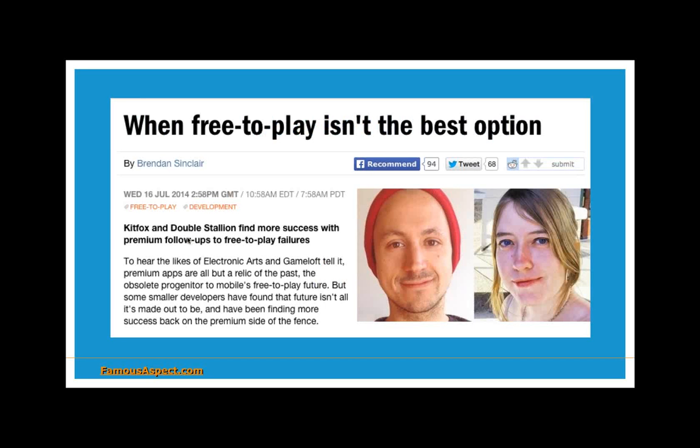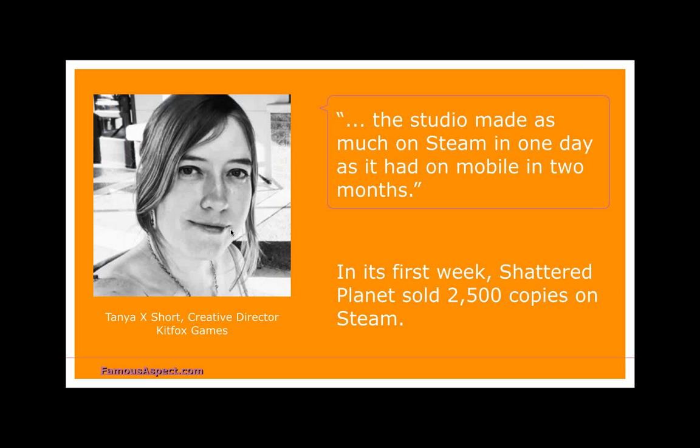And then here we are in an article from July of last year with Tanya from Kitfox Games, and the title is "When Free-to-Play Isn't the Best Option." In the article, one of the key quotes was, "The studio made as much on Steam in 1 day as it had on mobile in 2 months." This was a reaction to after the mobile launch as a free-to-play game. They launched as a premium price game on Steam. I believe it was $15. And in the first week, they announced in a blog post that Shattered Planet sold 2,500 copies on Steam.